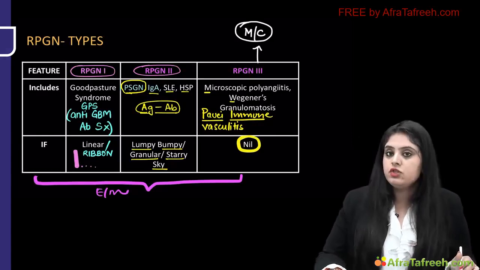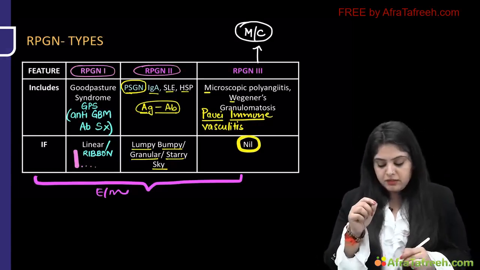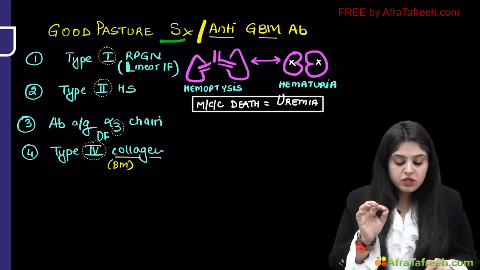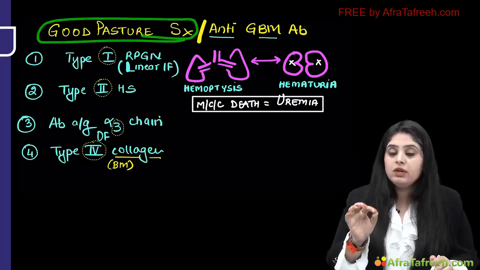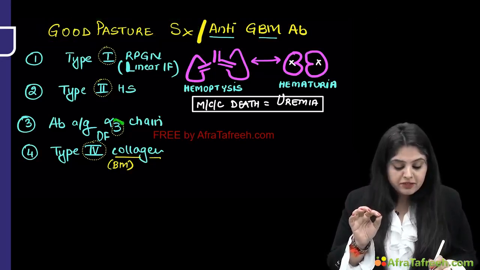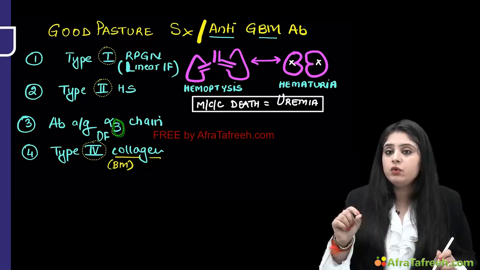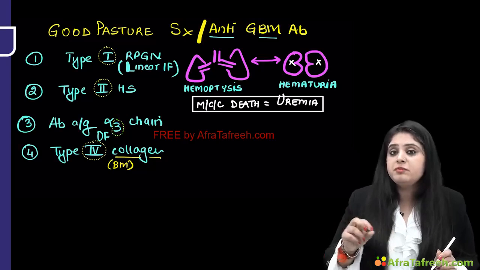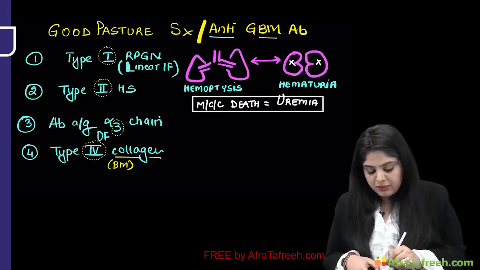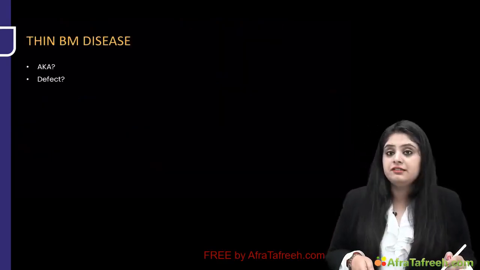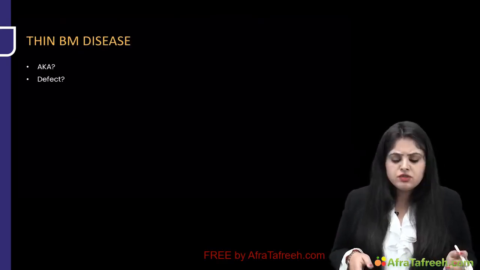With which we finish off RPGN, but there's one thing that is still bothering me. When I was teaching you Goodpasture syndrome, I only told you that there is alpha 3 chain involvement. So many students come back to me and ask, what if there is alpha 4 involvement, alpha 5 involvement? What are those diseases known as? So please remember, now coming to the next. Thin basement membrane disease. Just keep listening to me.